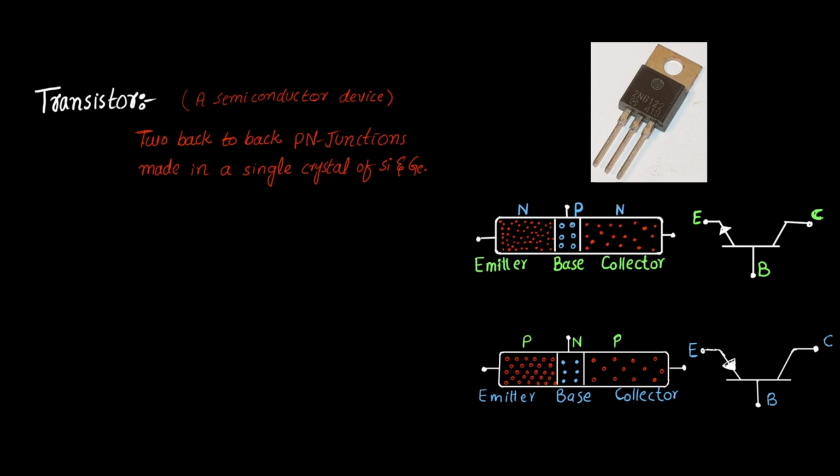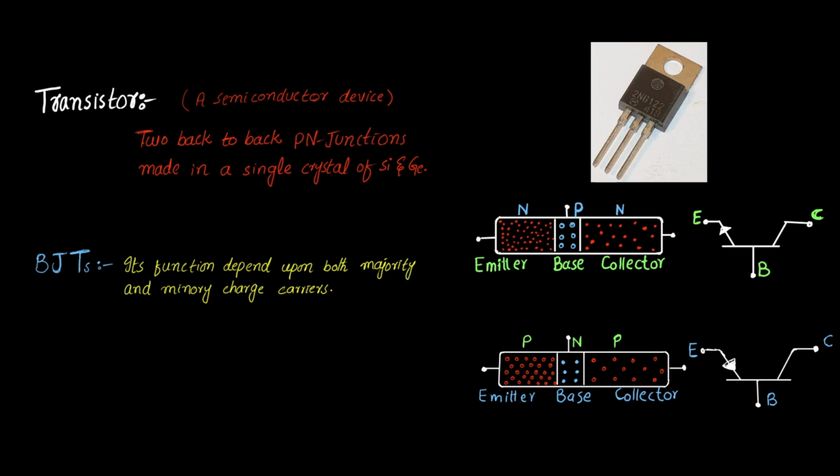Okay, so this sort of transistor we call a bipolar junction transistor. In such a type of transistor in the circuit, the conductivity will depend upon the minority charge carriers and also on the majority charge carriers.